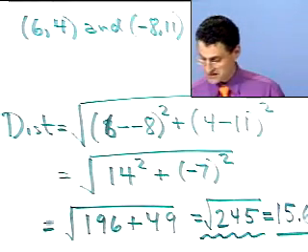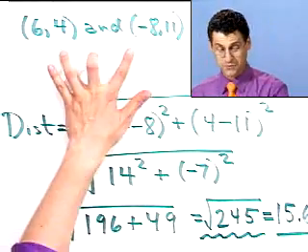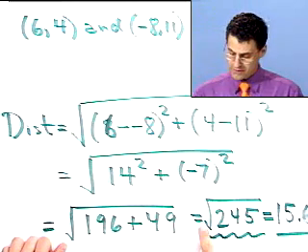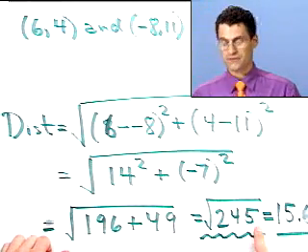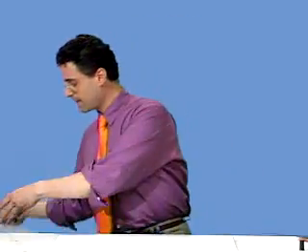It's around 15.65. But the actual distance between these 2 points, if you put down a measuring tape, would be the square root of 245, or 15.6 something. Okay, so that's how you find distances.